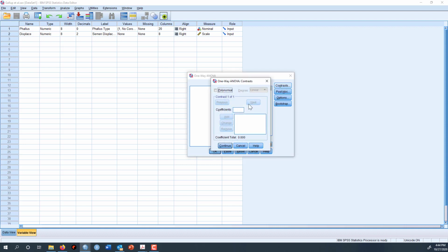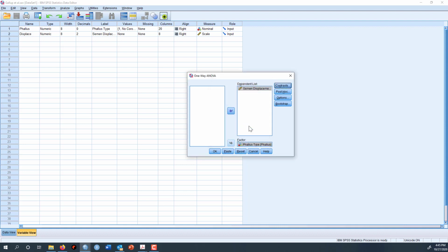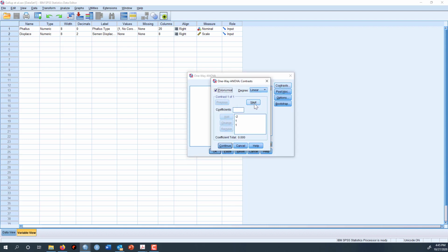Now for contrasts, what we do is we say, okay, the first one is going to be -2, 1, and 1. So what that does is it sets the first thing apart from the other two and gives those equal weight. So that's the first contrast.